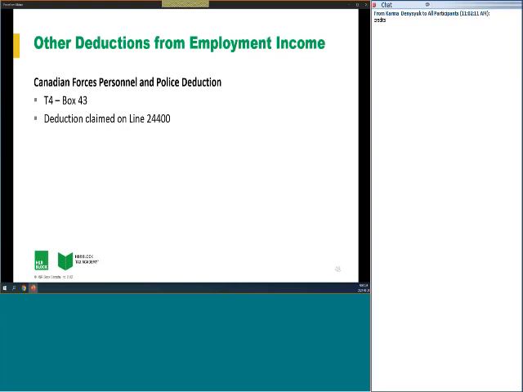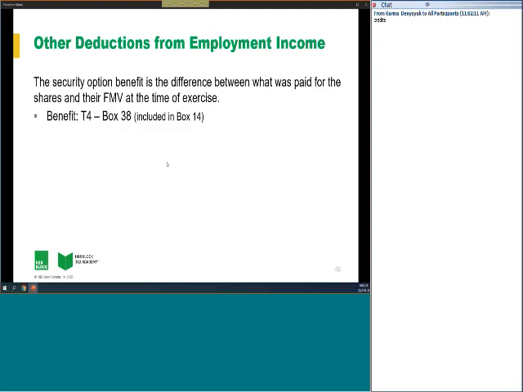Right now it's somewhere close to $6,000 per month, and so it'll be whichever of those numbers is smaller, and they can then claim that deduction. They put it on line 24400. That income will be included in net income, but will not be included when we're calculating tax. Okay, the easy answer is if you see a box 43, take the box number from the slip and put it on the tax return. If you do that, you are doing the right thing.